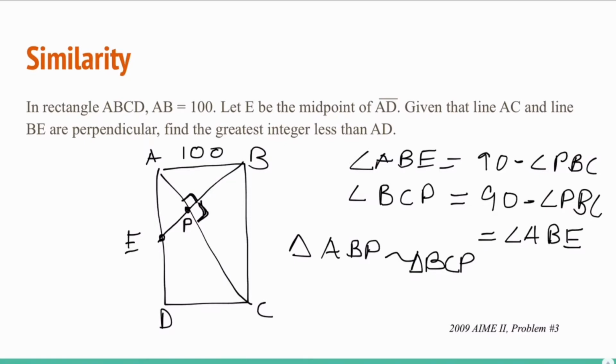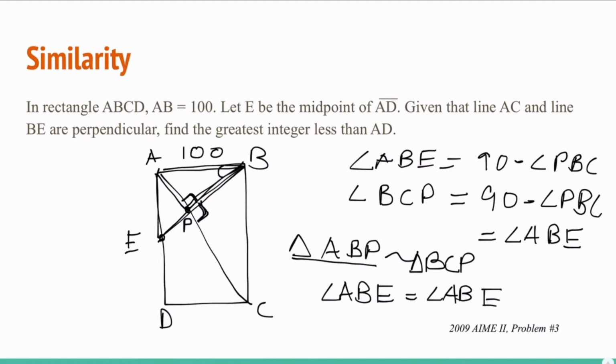Now let's try to find another triangle that ABP is similar to. We also have that angle ABE, well, it's equal to angle ABE, but in two different situations. In one, it's part of this triangle, but in another, it's part of this triangle. And so there's another triangle similarity there. So we have that triangle ABE is similar to triangle PBA.